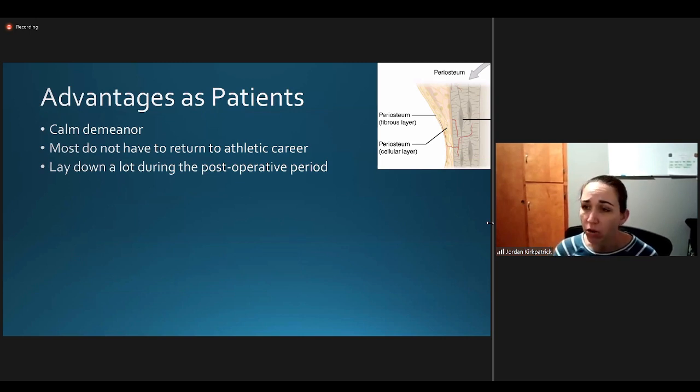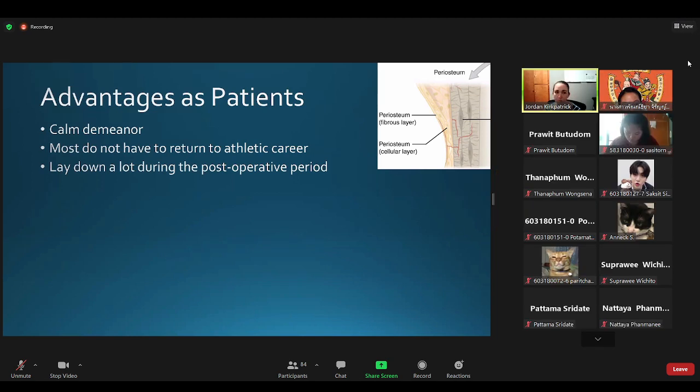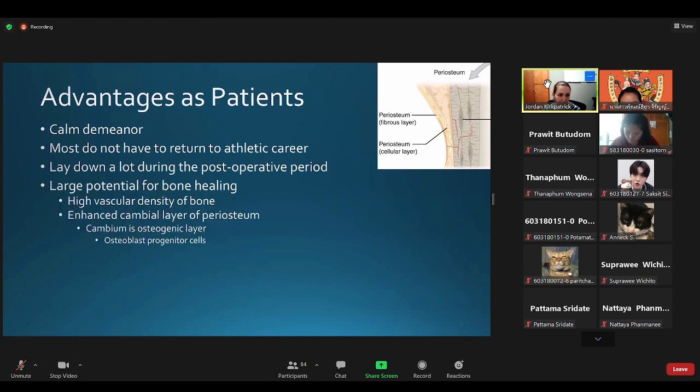They also lay down a lot during the postoperative period, so they give their limbs a break. Horses tend to stand a lot more, and so that puts a lot of pressure on the fracture, and then anything we use to repair the fracture. So just the overall demeanor of ruminants and camelids helps them with fracture repair.